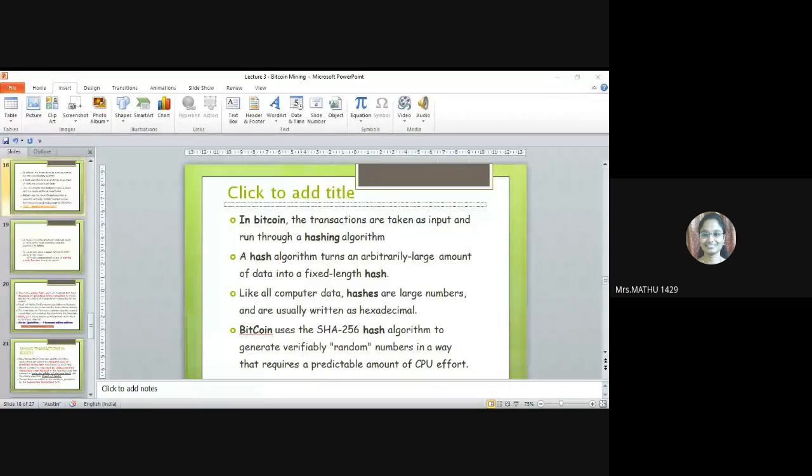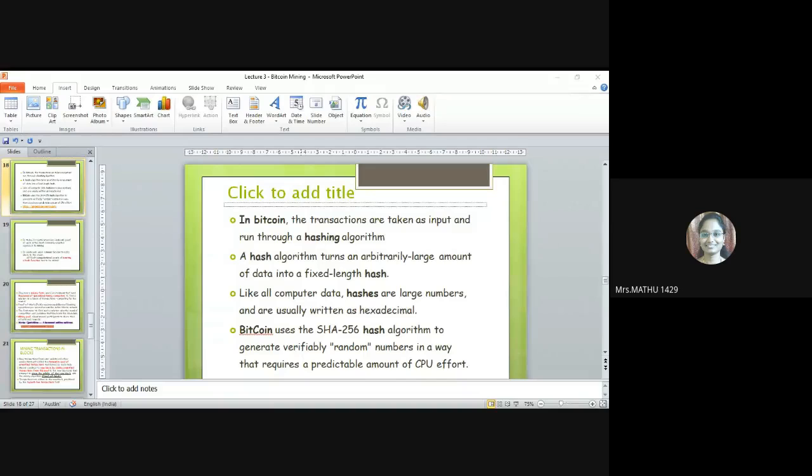In Bitcoin, the transactions are taken as the input. For example, a transaction between Joe and Alice, between Alice and Bob. These transactions are taken as the input, and they go through a hashing algorithm. You'll study this hashing algorithm in your cryptography course. You just need to know that this algorithm will produce large numbers, usually written in hexadecimal. Whatever the input size, it will produce a fixed length hash value. I'll give you a small demo now.